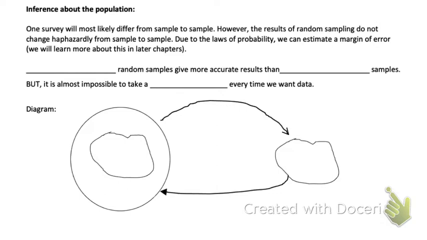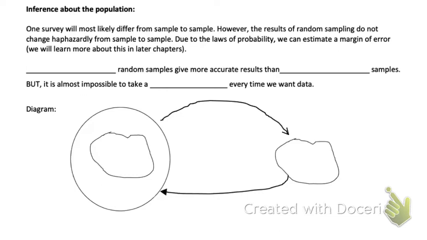All right, so why are we doing this, you guys? Why are we talking about sampling? It's so that we can make an inference about the population. What does the word inference mean? Conclusion. It means to conclude or to infer something, to make a conclusion about something.